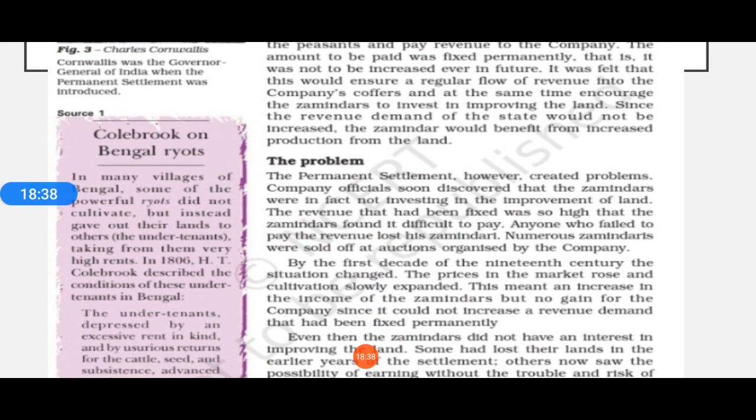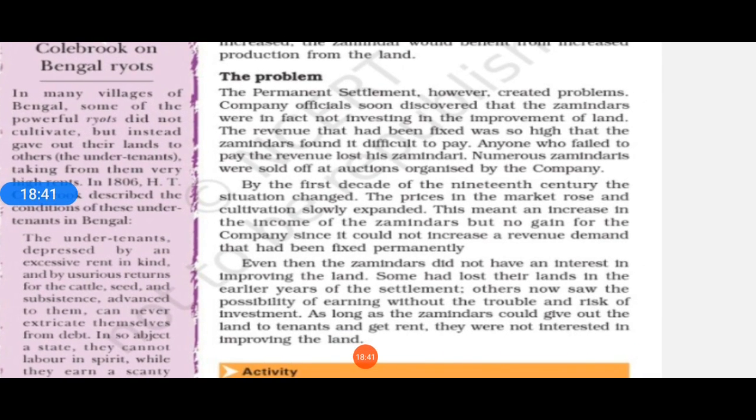Now let us see the problems. What were the problems? This settlement system had so many problems. As the Britishers had given instructions to the zamindars to put some effort into investing in land improvement, those who failed to pay the taxes used to lose their zamindari, and their land was sold in auction to the company. So this was the real condition of the zamindar. When they were not able to collect the revenues, they used to lose their power over the zamindari.